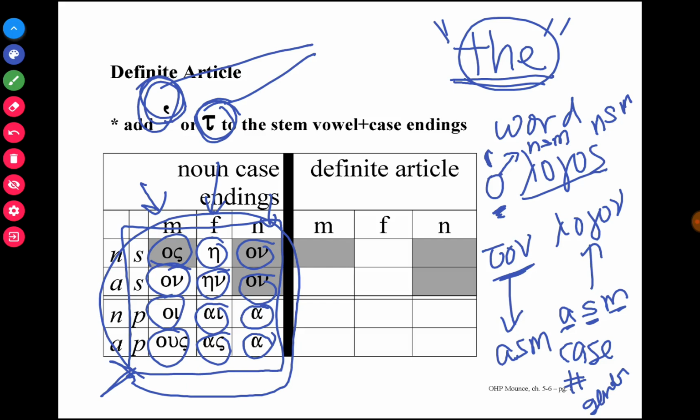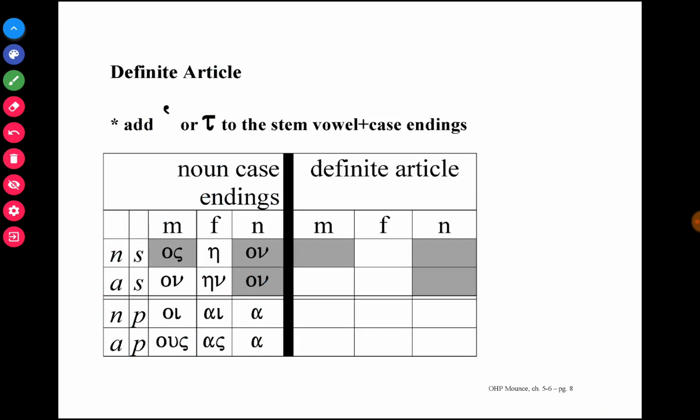So let me clear this up a little bit and let's fill this out. I'm going to fill in the white first because that'll make things simpler, and then I'll fill in the gray. So how do I form the definite article for the masculine accusative singular form? Well, I know that the noun ending is -on, and here I just add a tau to it: ton.